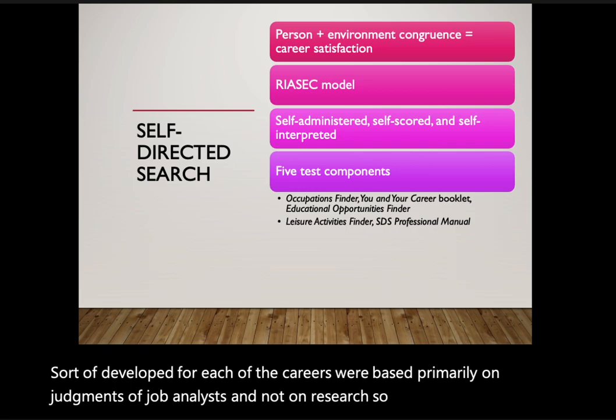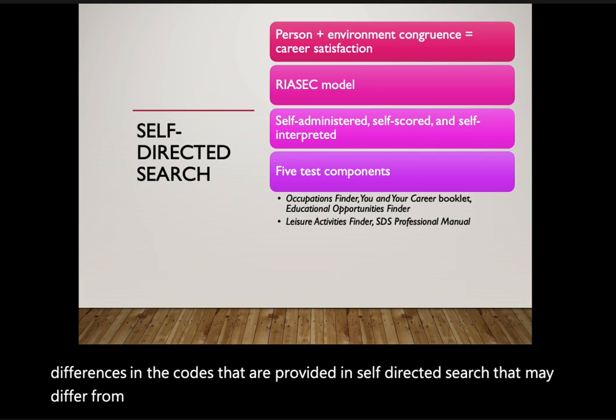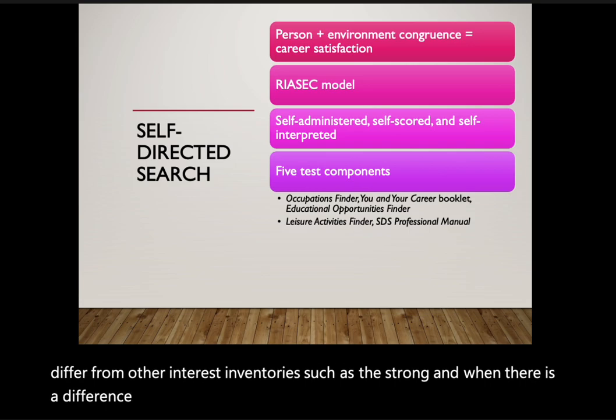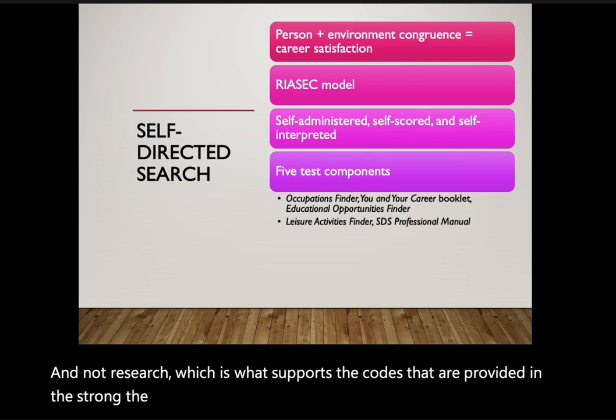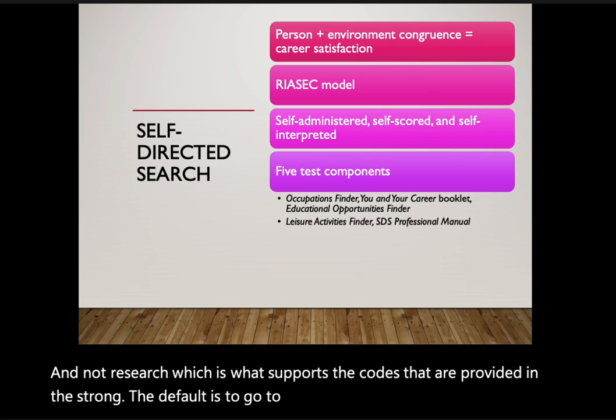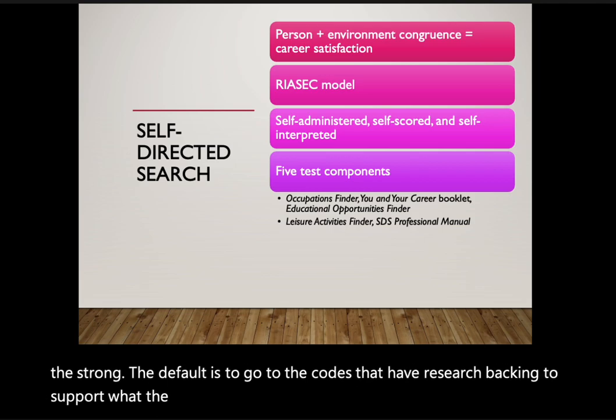So there are occasionally differences in the codes that are provided in the Self-Directed Search that may differ from other interest inventories such as the Strong. And when there is a difference, because the SDS goes off of job analyst judgments and not research, which is what supports the codes that are provided in the Strong, the default is to go to the codes that have research backing to support what the code is. So more of the code that's provided by the Strong Interest Inventory.